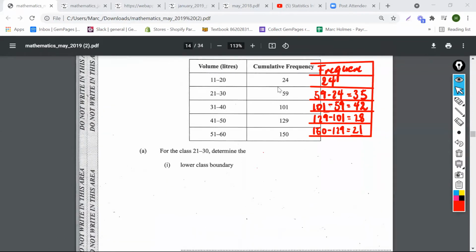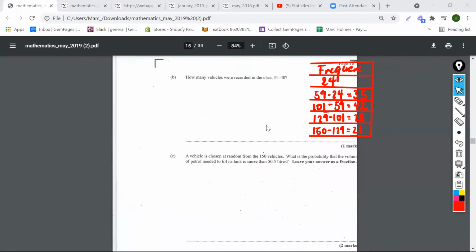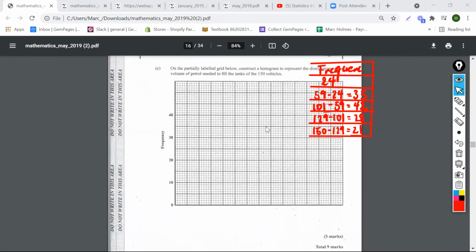24 was the frequency for the first class. 35 was the frequency for the second class. 42 was for the third. 41 to 50 was 28. And the last one was 21, right? So basically, all they're asking us here, guys, for this little graph section, is to just plot the frequency. You notice frequency is on this side. So they're asking you to just plot the frequency for each class. So that's exactly what we're going to do.